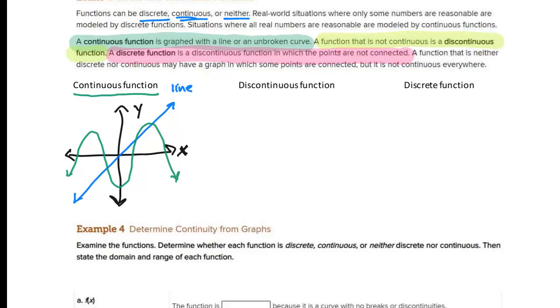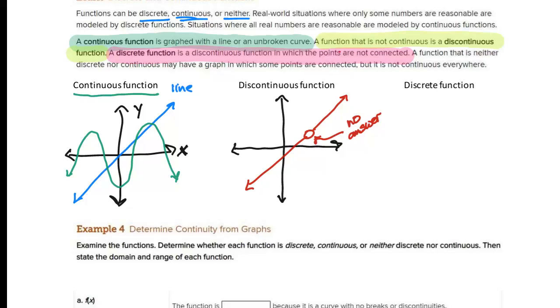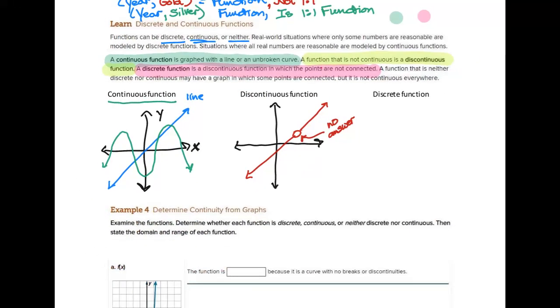Now, in the second one, let's show a discontinuous function. It is not continuous. It is going to have a hole somewhere. That might look something like this. That means in that spot, there is no answer. There is no point, no answer. There's a break. That's discontinuous. And it could also look like this, but you have another break.